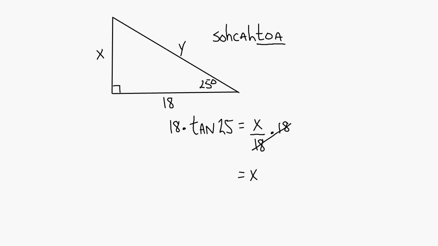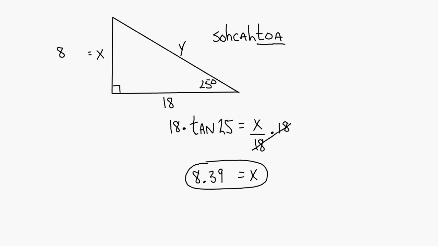And then it's just a matter of typing it in the calculator. 18 times 25 tan equal sign. And you should get 8.39. And that's the length of the other leg of the triangle.